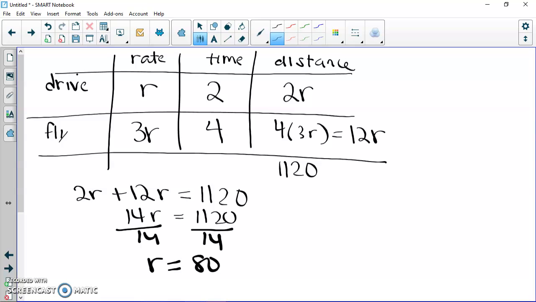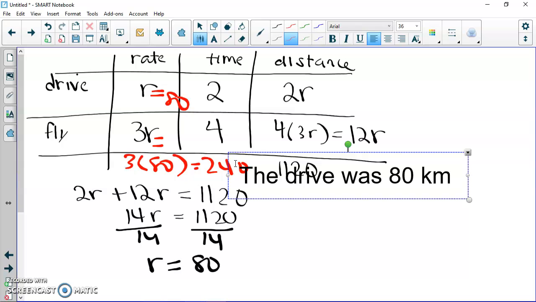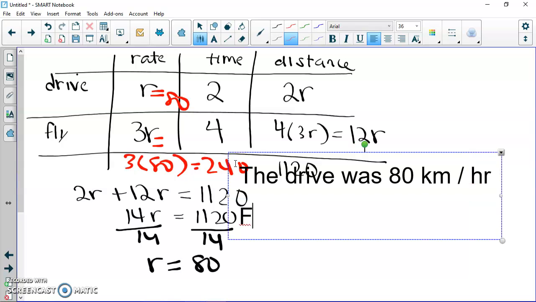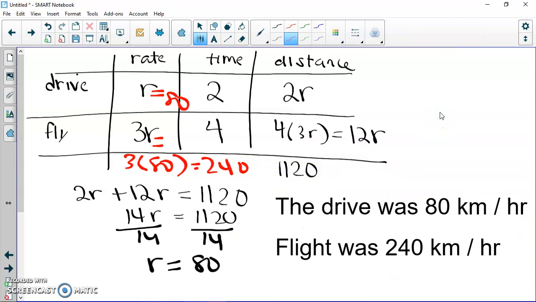Alright, so R equals 80, and the question says what is the average speed of each part of the trip? So the rate of the drive was 80. And the flight is 3 times 80, so 240. So in a sentence, you would say the drive was 80 kilometers per hour, and the flight was 240 kilometers per hour. Always have to write it in a sentence there.